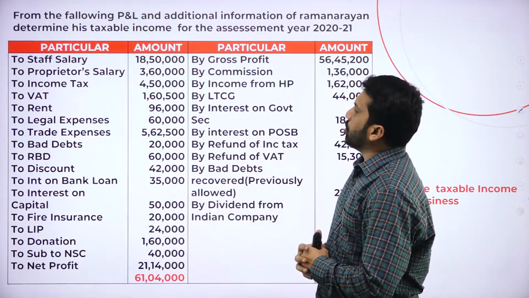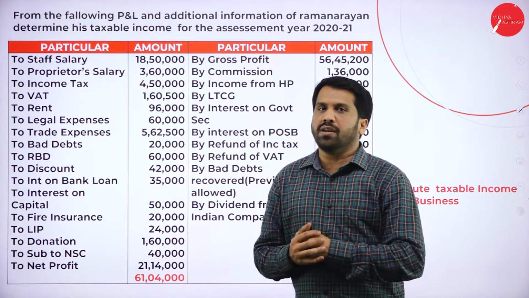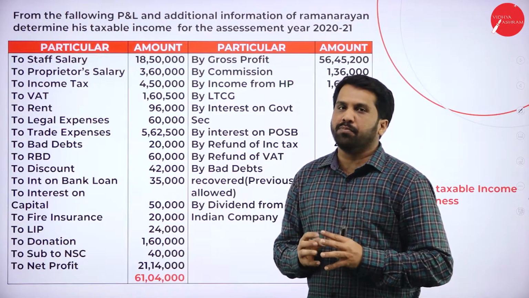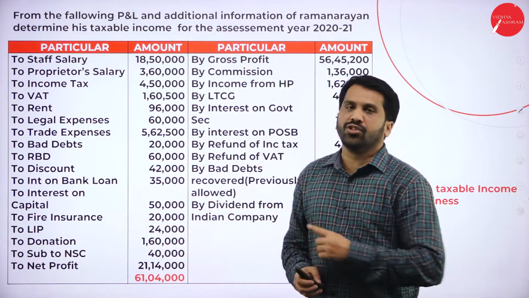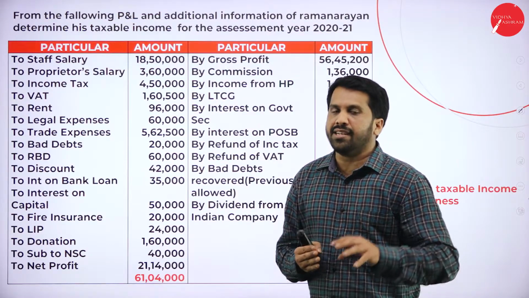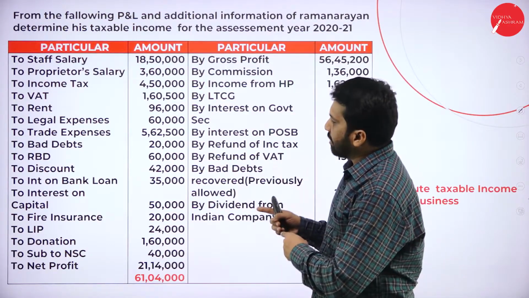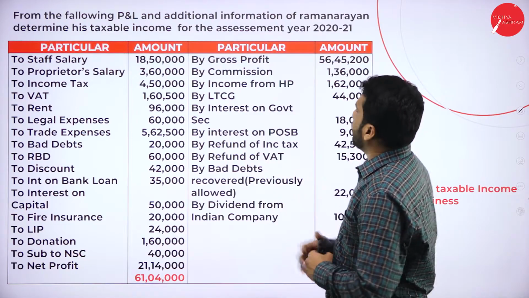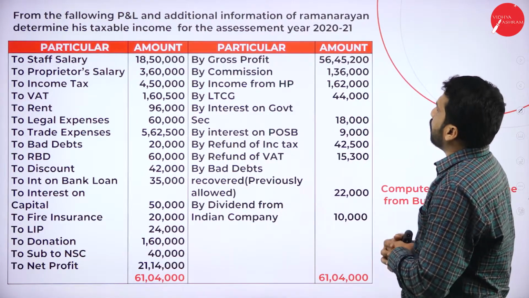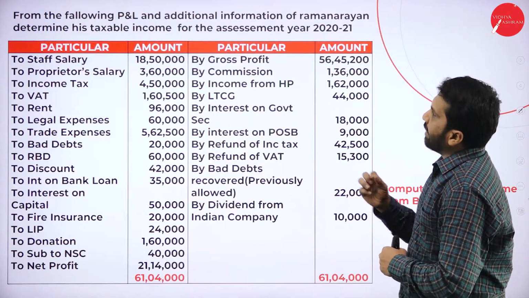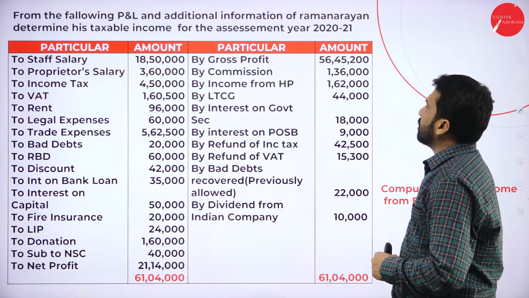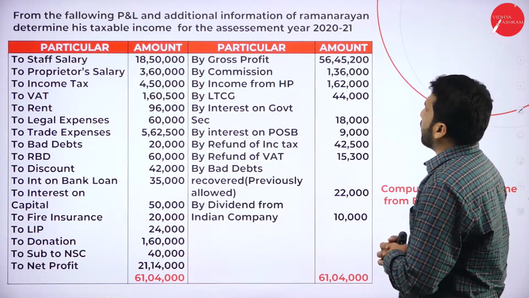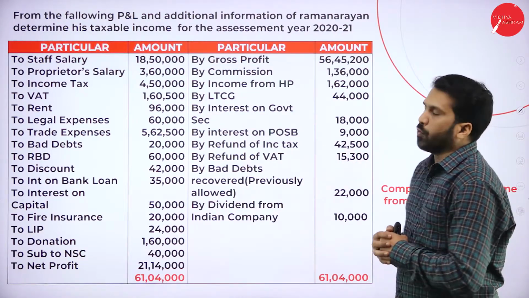So these are the information you have. It is almost a complete screen of question, but the reason is very simple. I need the question in a single sheet. I cannot go for 2 or 3 sides, and for you people also, it is easy to remember and easy to identify. This will be your question: from the following P&L and additional information of Ramanarayan, determine his taxable income for the assessment year 2020-2021. These are the particulars and amounts we have.